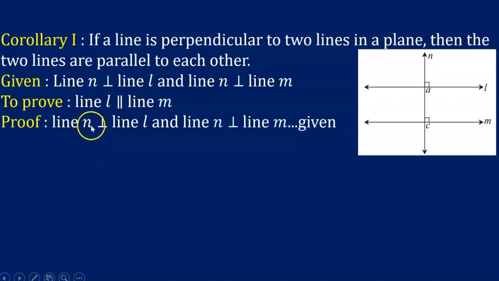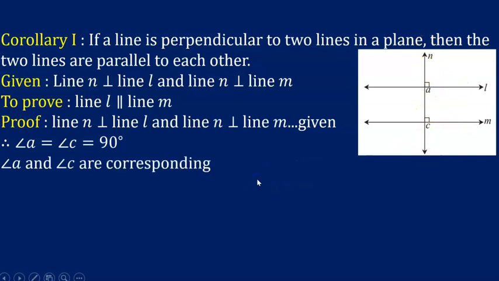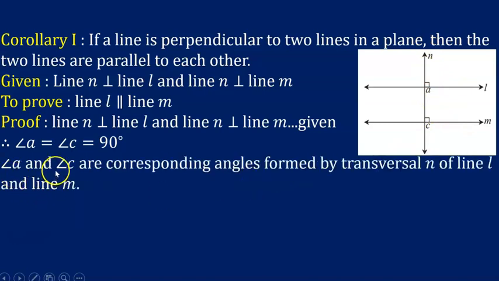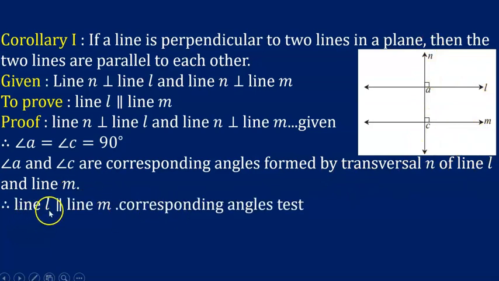Now proof. Line N is perpendicular to line L and line N is perpendicular to line M. This is given. Now here the measure of angle A is equal to the measure of angle C is equal to 180, as the line N is perpendicular to both the lines. Angle A and angle C are corresponding angles formed by transversal N of line L and line M, and therefore line L is parallel to line M by the corresponding angle test.